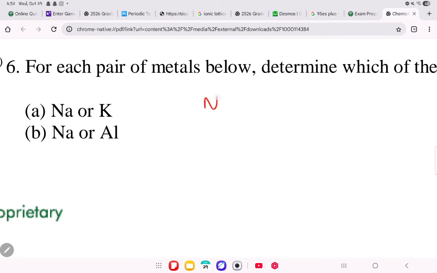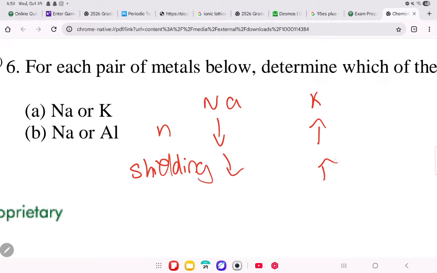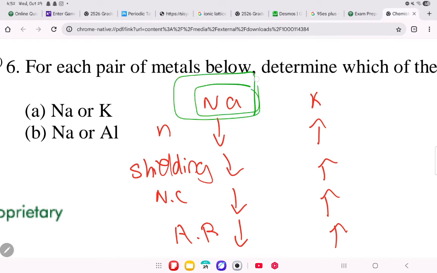So between Na and K, let's see which one has a smaller radius. First of all, Na and K, they are in the same group, right? So Na has a lower energy level than K. The shielding effect of Na is lower than that of K, and the nuclear charge of Na is lower than that of K. So all of this leads for us to say that the atomic radius of Na is lower than that of K, and because it's smaller, that means Na has the stronger bonding.